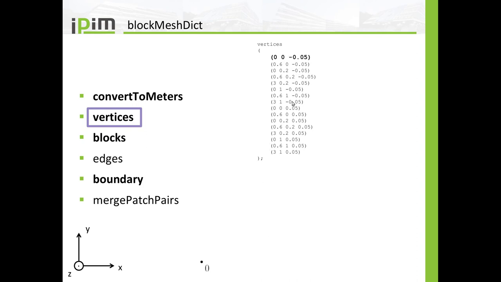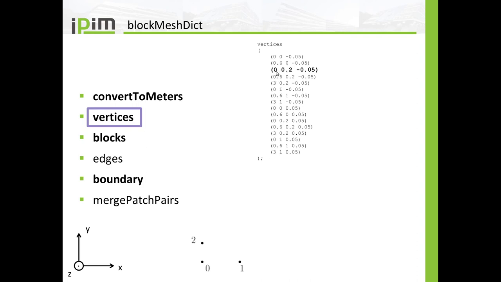The first 8 vertices have a z coordinate of minus 0.05, and then the second 8 have a z coordinate of 0.05. So I will concentrate on the first 8 and then show you the rest of the coordinates. The first coordinate, number 0, has an x and y coordinate of 0, so I place it here. Then the second coordinate has an x coordinate of 0.6 and a y coordinate of 0, so it's shifted a little further in the x direction.